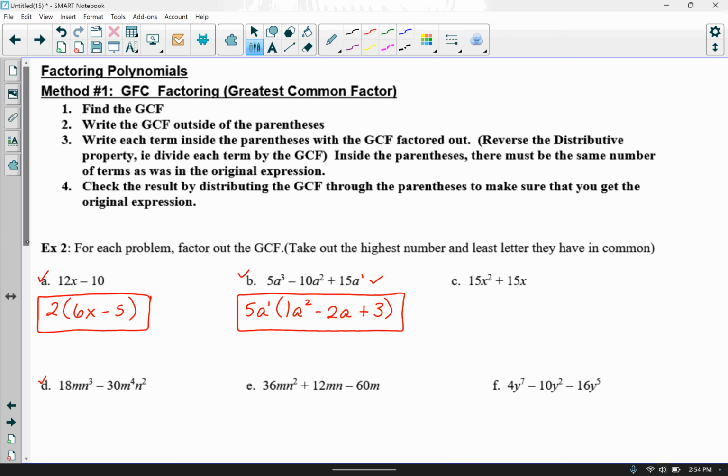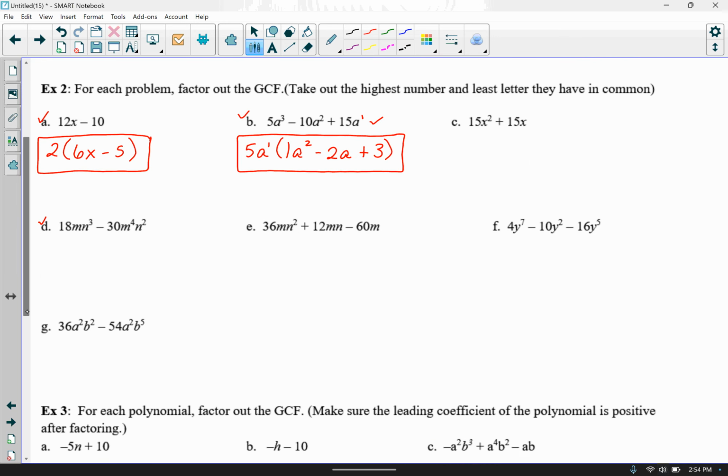All right, letter D. I'm going to purposely pull out the wrong number first, so that you can see what I mean by if you don't pull out the highest number. So let's say, for example, here 18 and 30. Oh, I say, you know what? They're both even, I could pull a 2 out. So let's do that. If I pull out a 2, then I'm pulling out my highest number, least letter. So they both have 1 m and how many n's? 2. All right, so I just pulled out a 2mn squared.